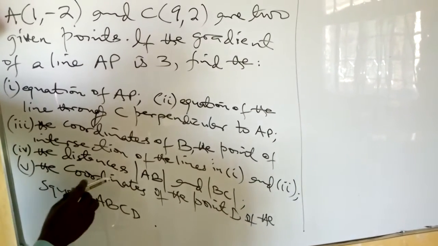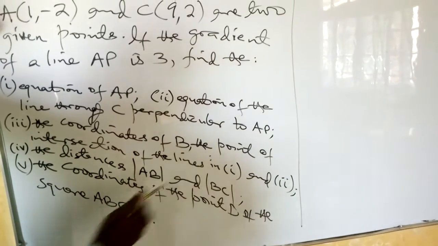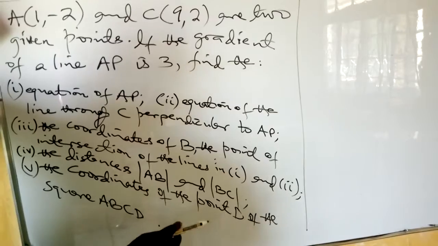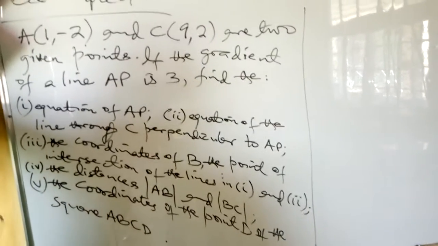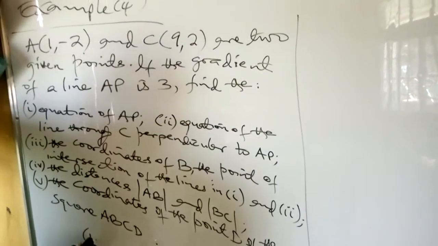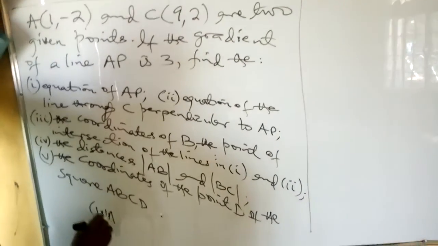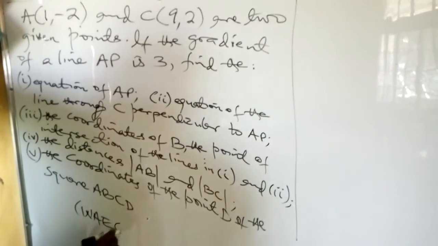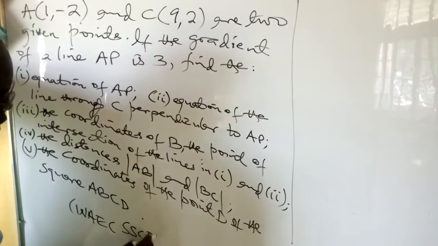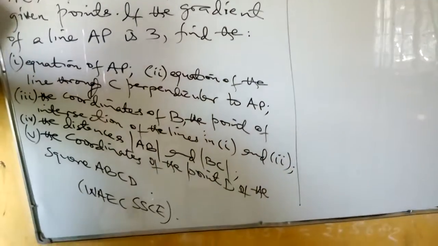4, the distances AB and DC. 5, the coordinates of the point D of the square ABCD. Now this is a WAEC SSE past question.